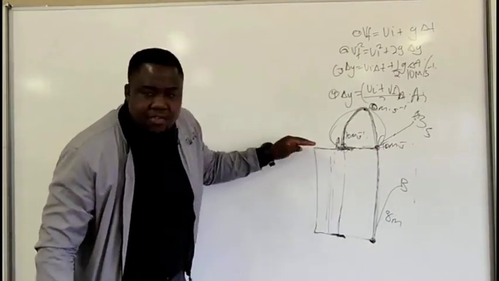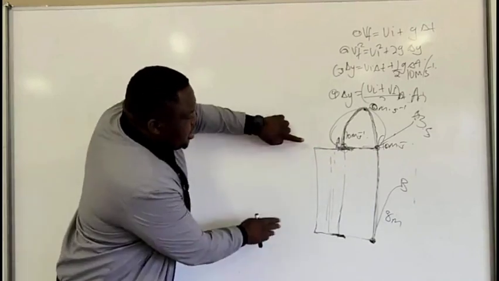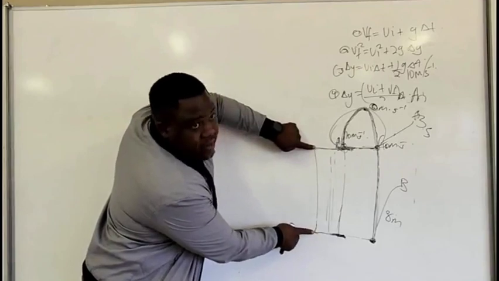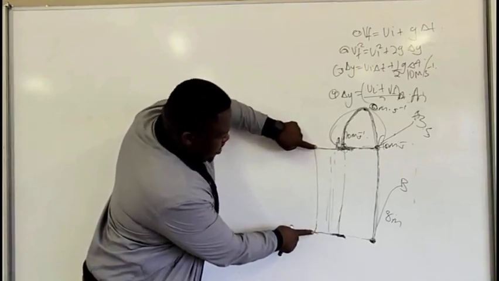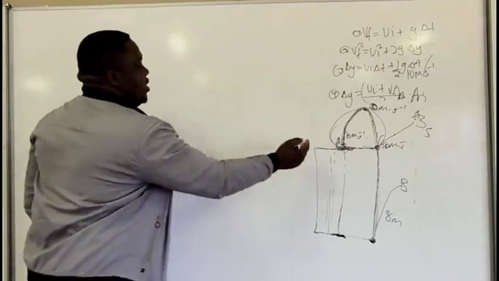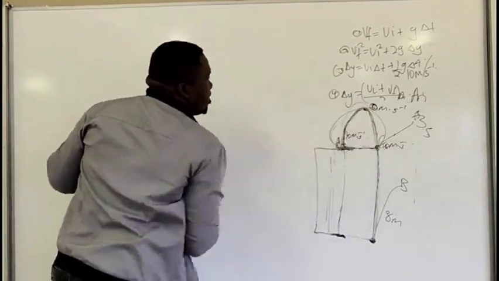Because the height of the building will be calculated by information that is between here and here: initial velocity, final velocity, and time from here to here. You understand? That's how we move. So we can calculate the time which it took from here to here so that we can subtract it.